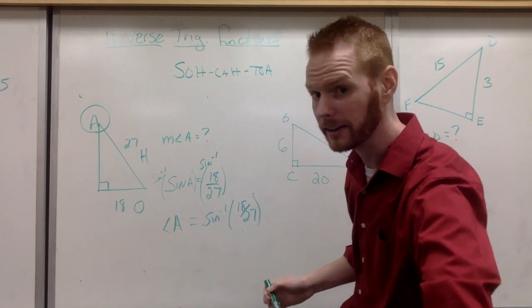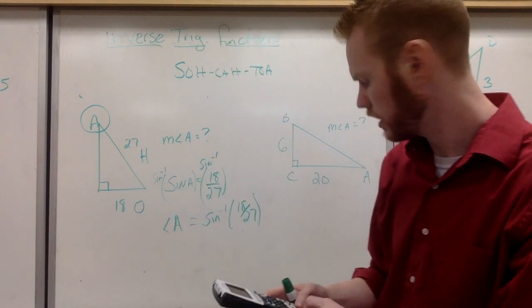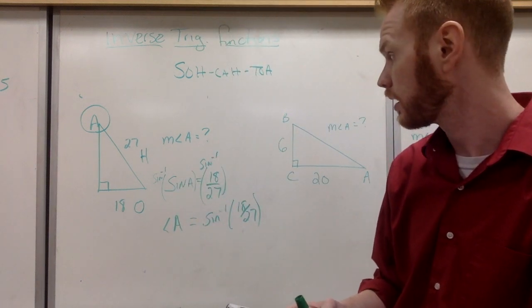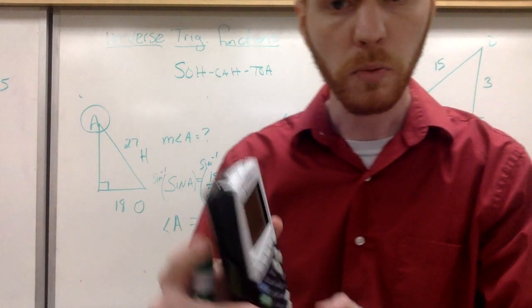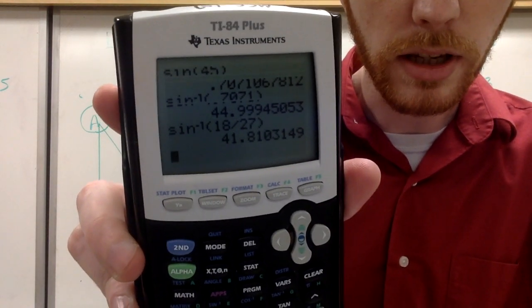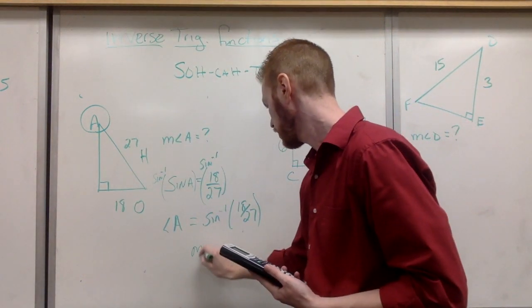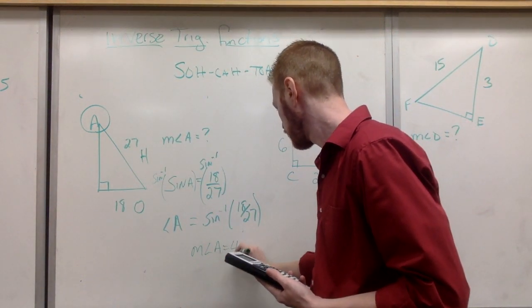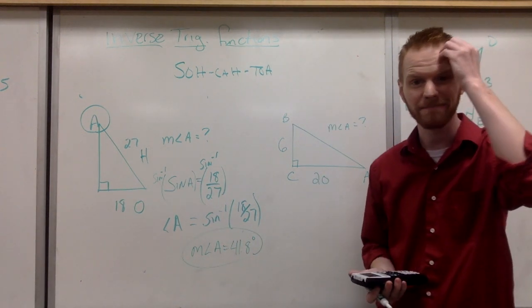So this is where your calculator comes in handy. You type in second sine, and then you type 18 divided by 27. And when you do that, I'll show you so you guys can see, it would be 41.8 degrees. Angle A, the measurement of angle A, is 41.8 degrees for that guy, okay?